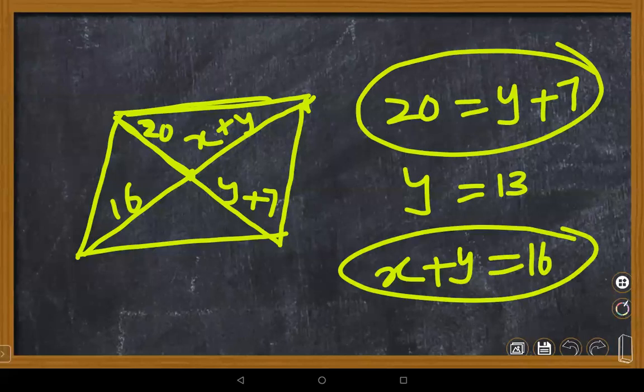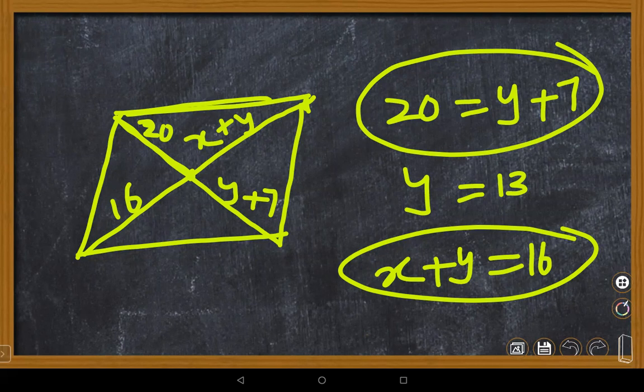Ma'am, opposite angles are equal. No, we didn't take any angle property here, Lalit. It's exactly using diagonals bisect each other. Is it true, Bhavya? You are taking the diagonals bisect each other property? Yes, ma'am.